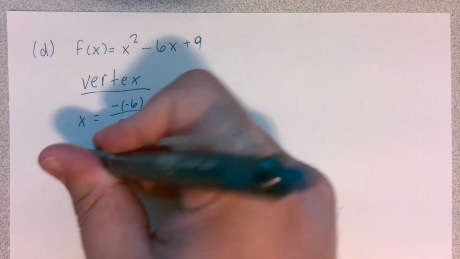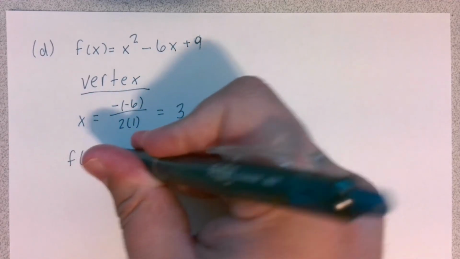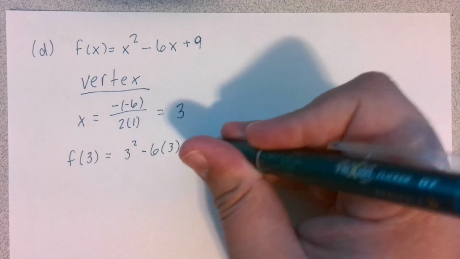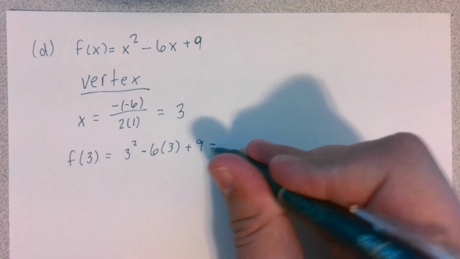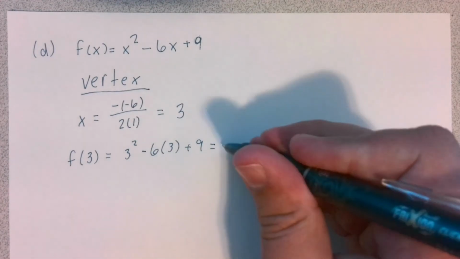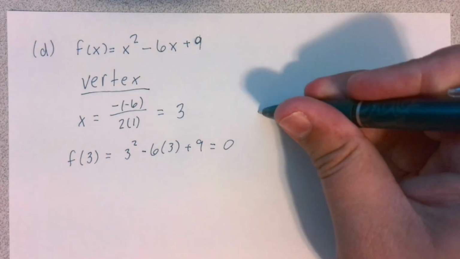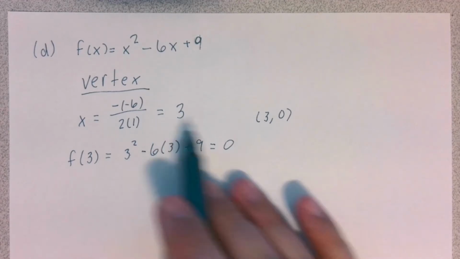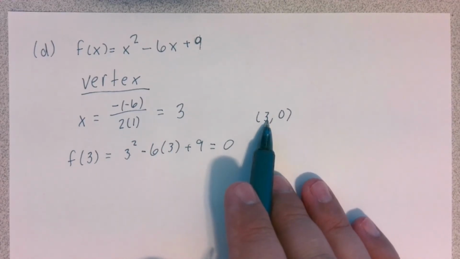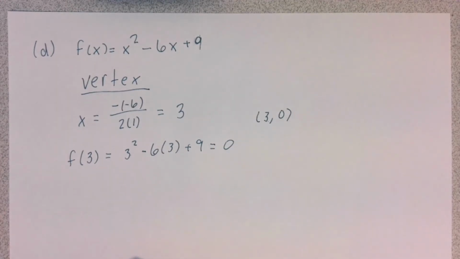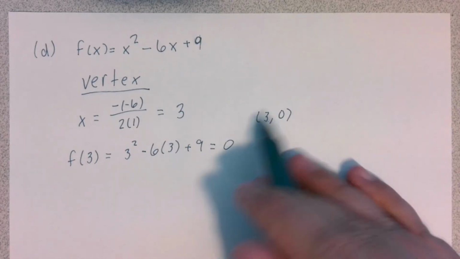And then we need f of 3, which is 3 squared minus 6 times 3 plus 9, which is 9 minus 18 plus 9. Comes out to 0. So our vertex is 3, 0. When your vertex is an x-intercept, because it has 0 for the y, that means it's the only x-intercept. So I'm not going to have to do any work for the x-intercept. This is my only one.